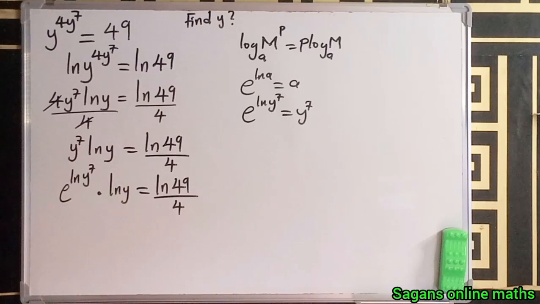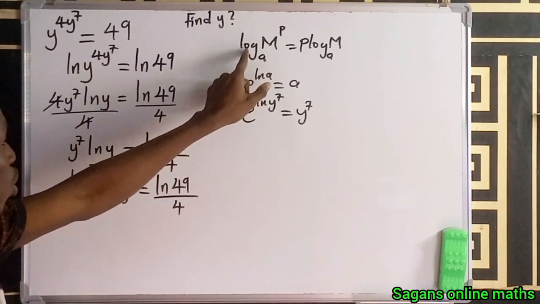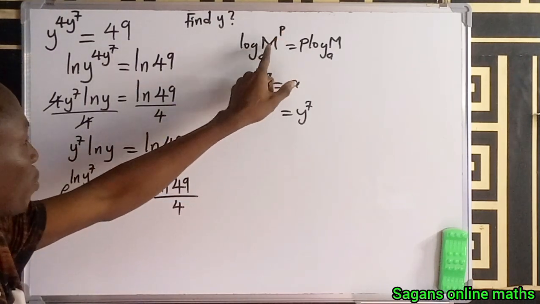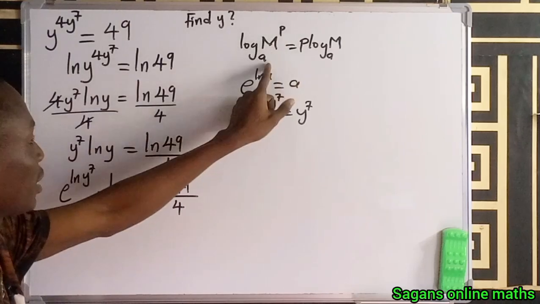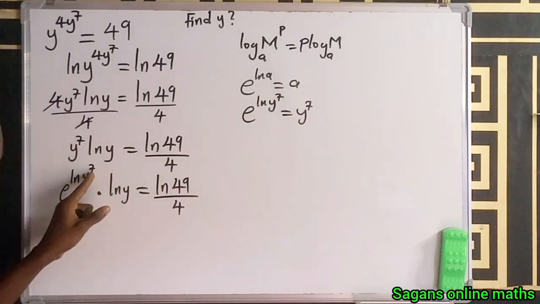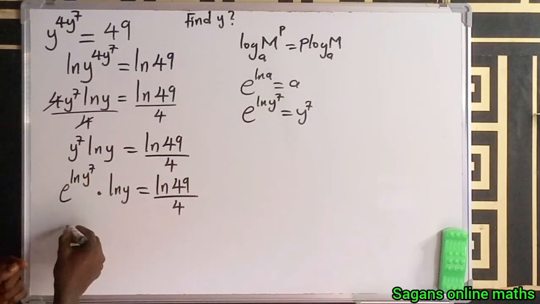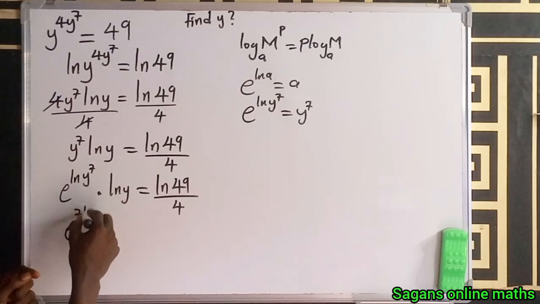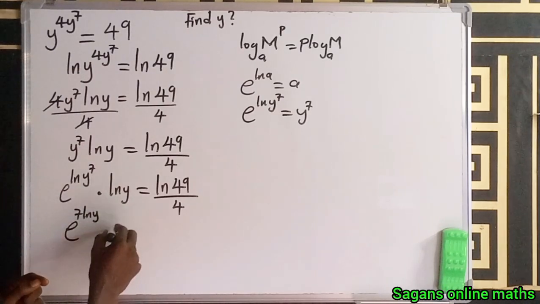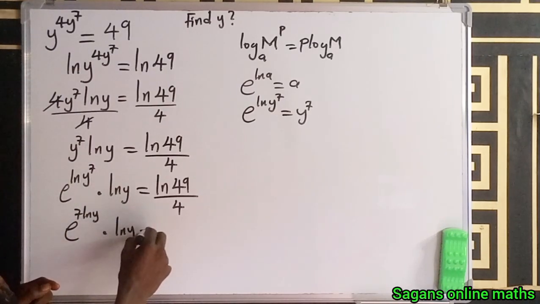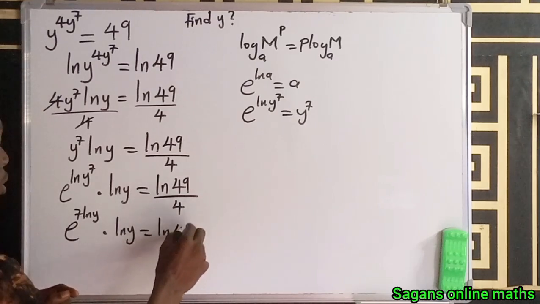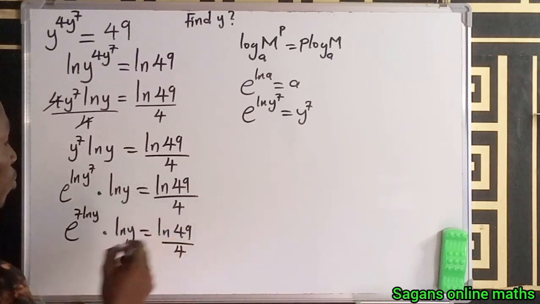Now if we obey these properties very well, that log of m to the power of p base a is equal to p times log m, it means that the power here can also multiply the ln, so we have e to the power of 7 ln y multiplied by ln y is equal to ln 49 divided by 4.